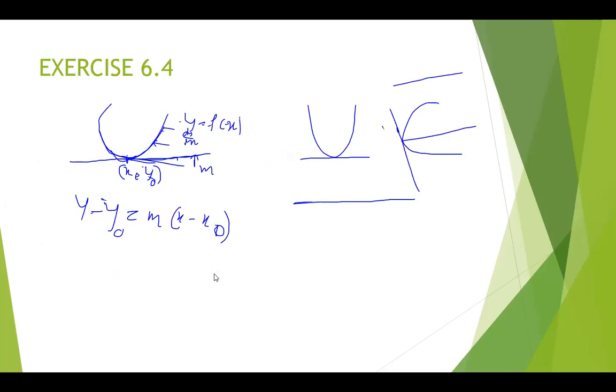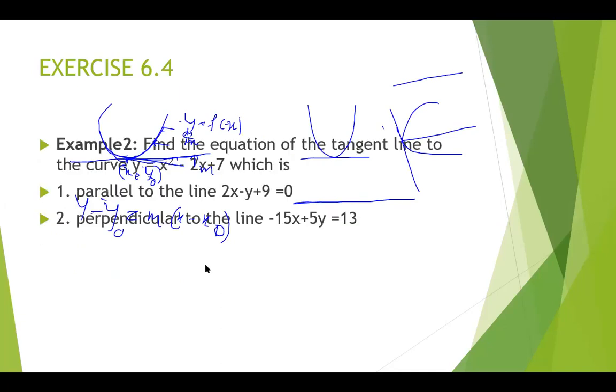Similarly, I want the normal. For normal, the slope will be minus 1 by m. I hope you can do it. Now I consider another example.